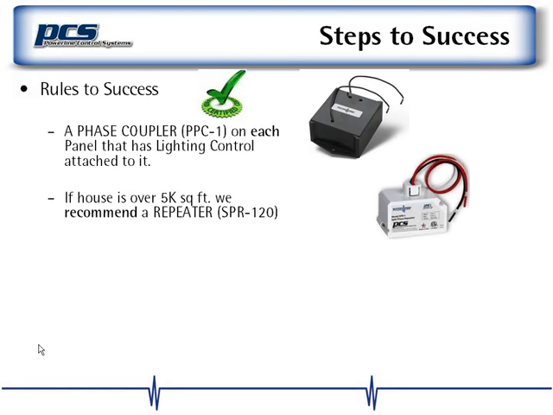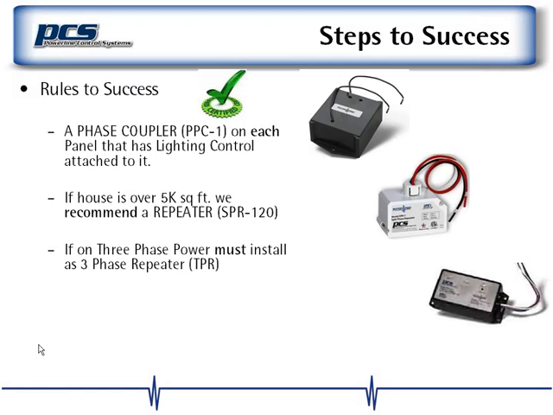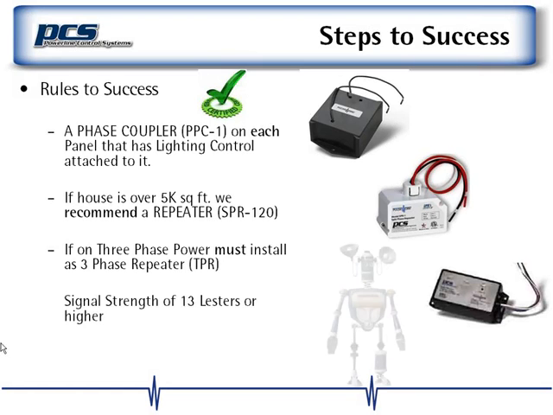If you have a large house, if it's over 5,000 square feet, we recommend a repeater. Not that you're going to need it, but we recommend it in the design process. This will actually pick the signal up and rebroadcast it onto all phases. And if you are in an apartment complex or on a 3-phase doing light commercial, you must have a 3-phase repeater to make sure the signal gets on all of the phases within the home.